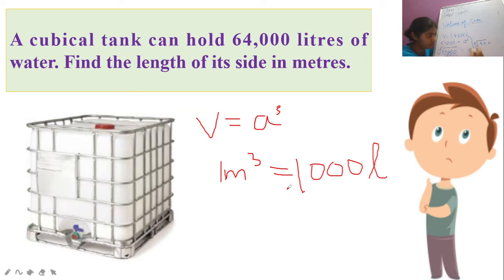So now you have to tell me the value of A. Yes students, what is the answer? In meters you get, right? Yes, very good. So we get A equal to 4 meters, right? If you multiply 4 into 4 into 4, then we get 64. So the cube root of 64 is 4. So this is the correct answer.